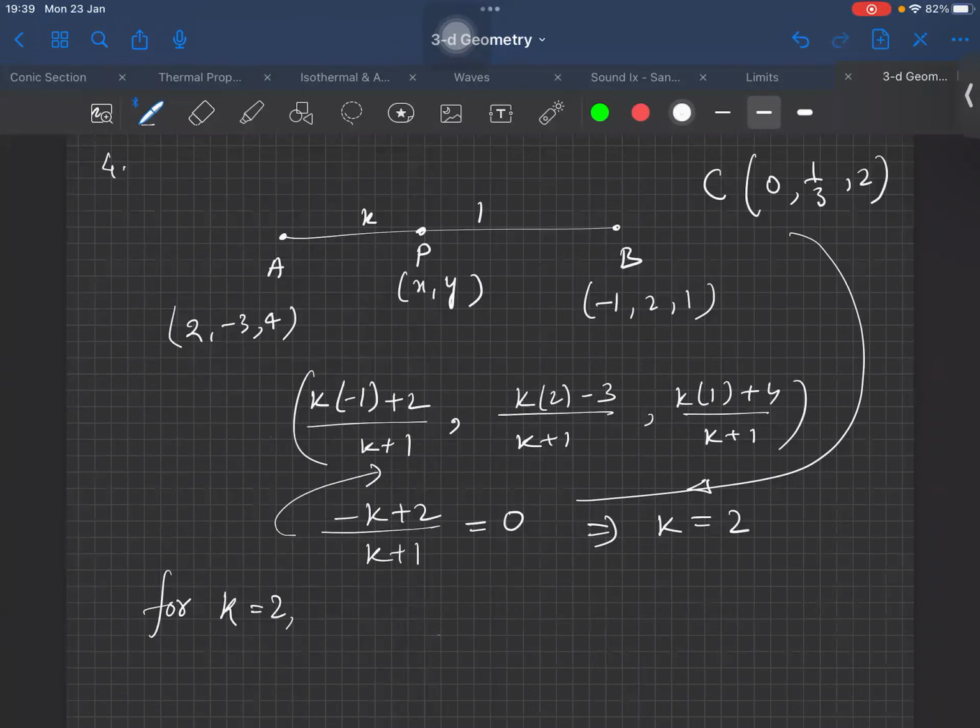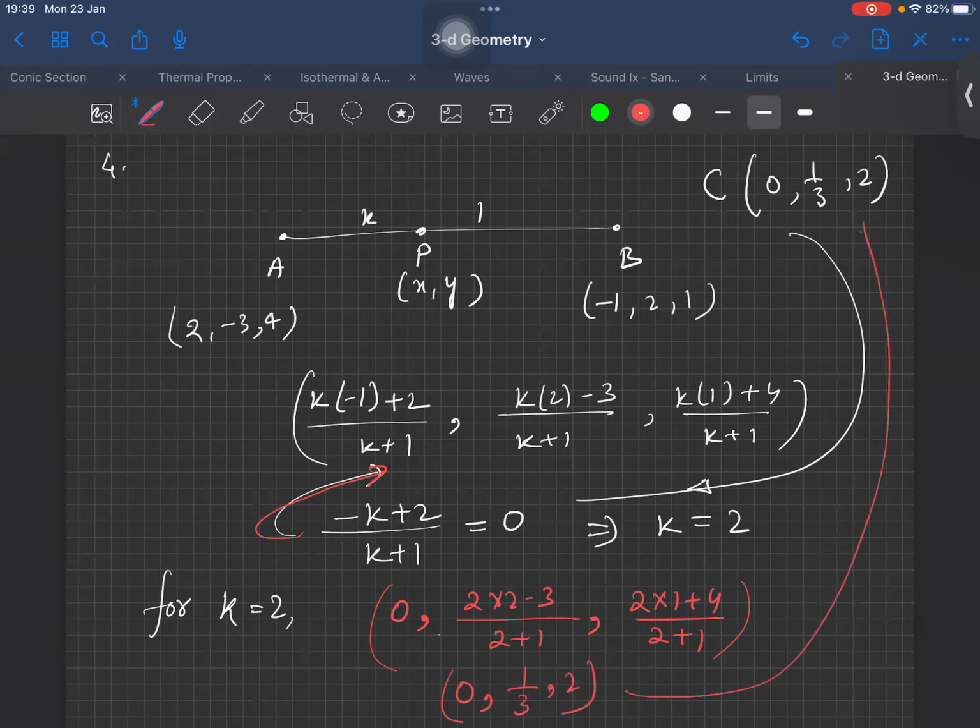Let's substitute this point here. k is equal to 2. So what will we get? x will be 0. y will be 2 times of 2 minus 3 upon 2 plus 1. And z will be 2 times of 1 plus 4 upon 2 plus 1. So what are we getting? 0, 1 by 3, and 2, which is this point, point C. So point P and point C are coincident. That means points A, B, C are collinear. Therefore, points A, B, C are collinear.